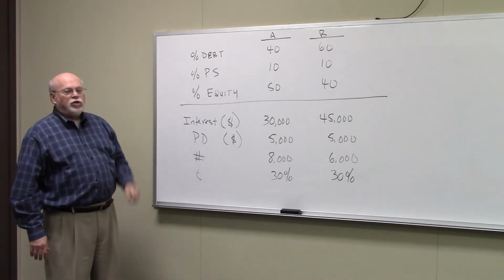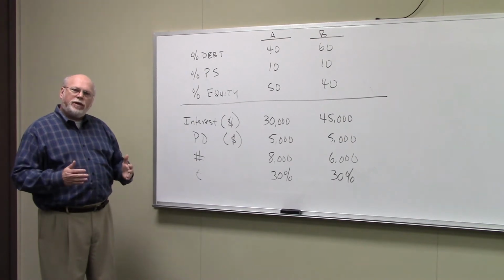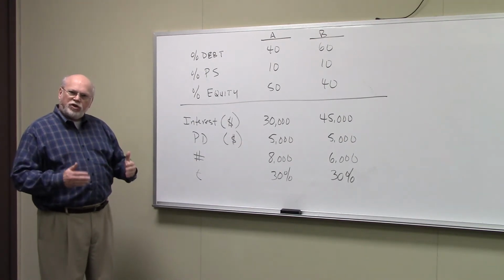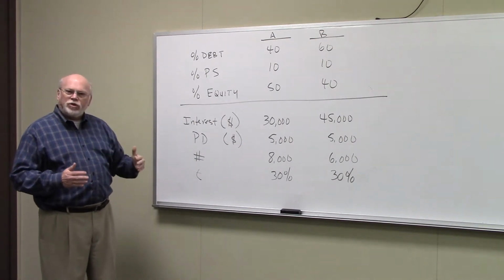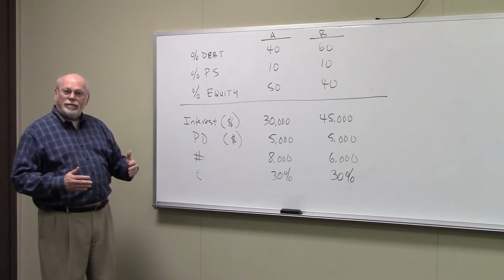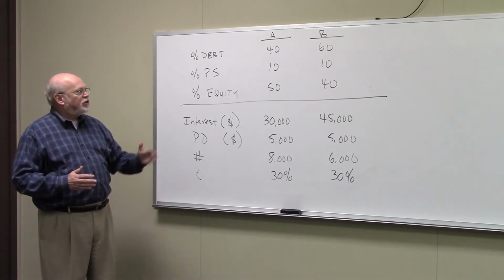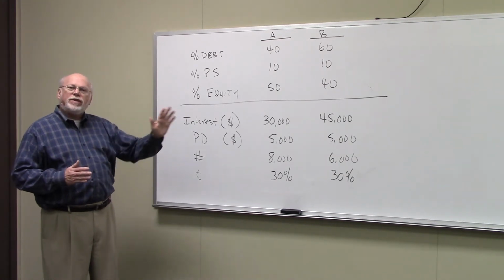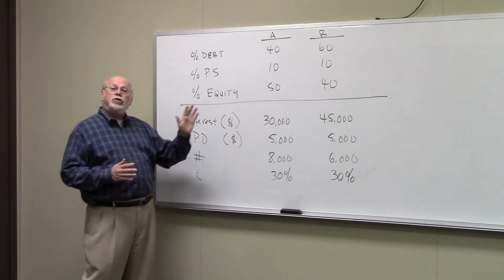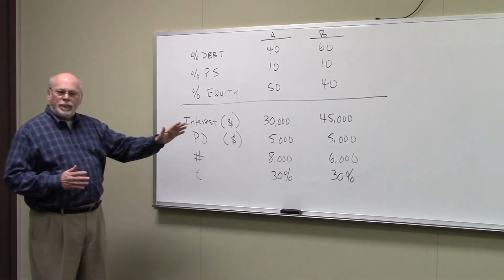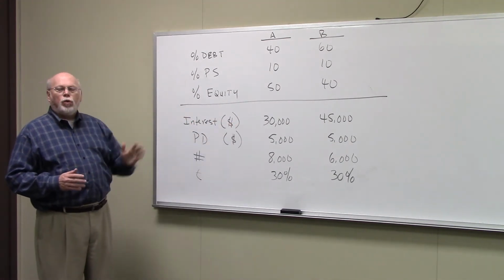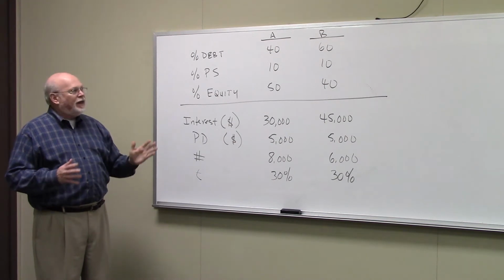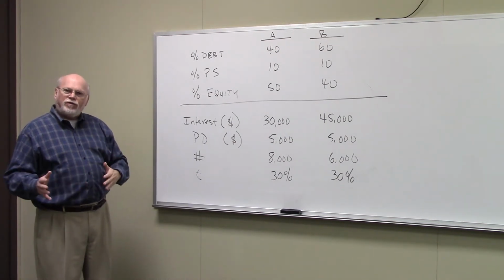Now here's the example that we're going to work in the next couple of videos. With capital structure A, you're going to have 40% of your assets financed with debt, 10% with preferred stock, and 50% with equity. If you go with capital structure B, you're going to use more financial leverage. With capital structure B, we're going to have 60% debt, 10% preferred, and 40% equity.